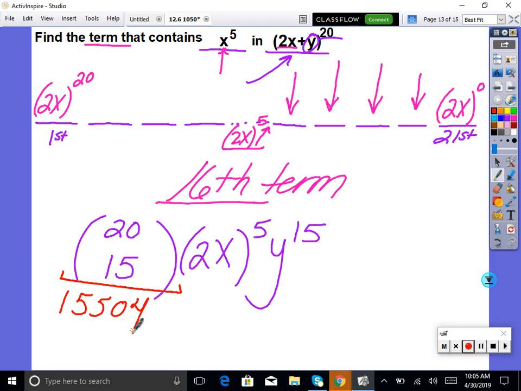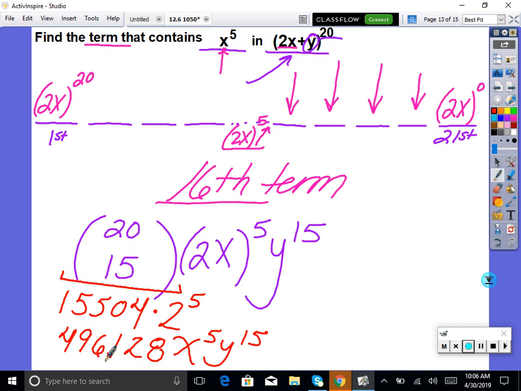Perfect. Were you able to get that? Won't we take that and times it by 2 to the 5th? Because look, 2 to the 5th. Okay, so let's hurry and do that, and then we're almost done. So you said 496128, and then we have an x to the 5th, y to the 15th. There's our answer. That is correct.